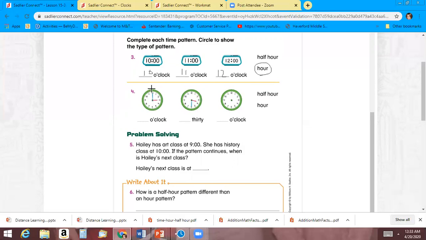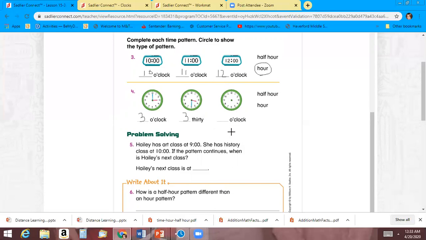The first one, I noticed that the minute hand is on the 12. Well, you know that's an o'clock time. My hour hand is on the 3, so it's 3 o'clock. Now I'm going to look again. My minute hand went around and stopped on the 6. When it stops on the 6, it's halfway around. It's 30 minutes past. 30 minutes past what hour? It's between the 3 and the 4. It's 30 minutes after 3 o'clock, so it's 3:30. It's 3:30.